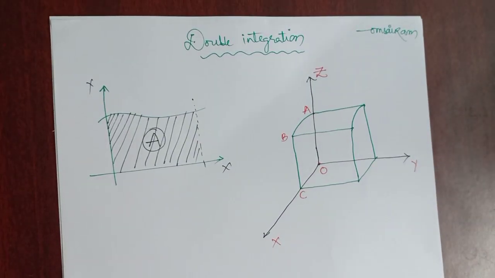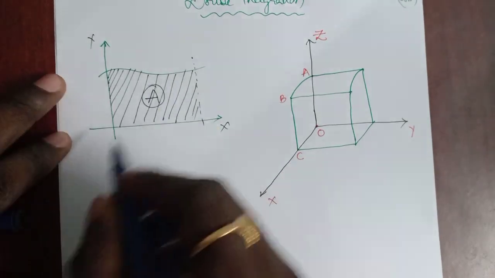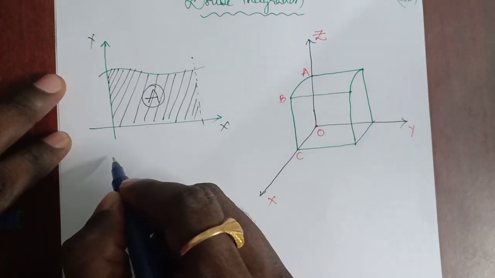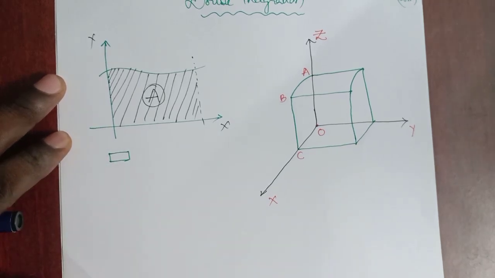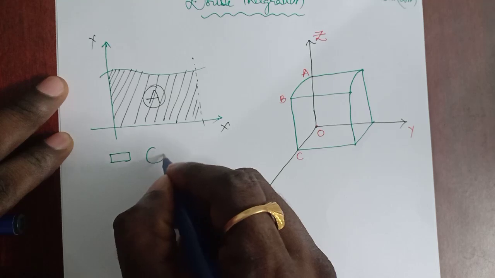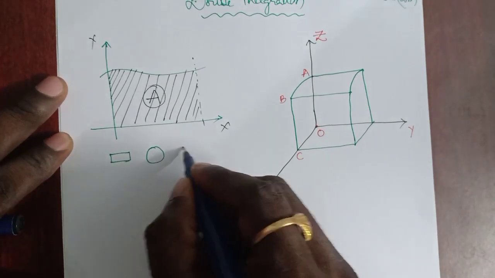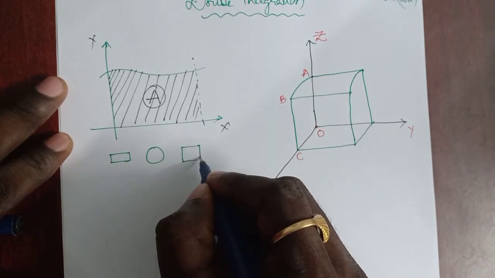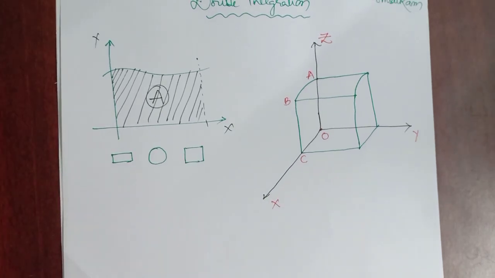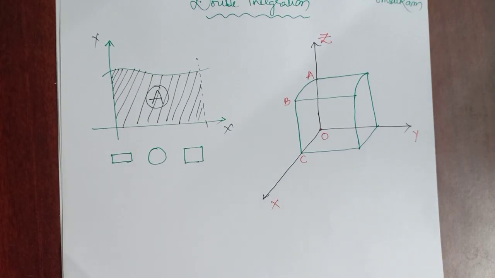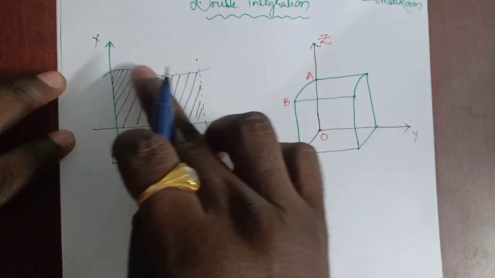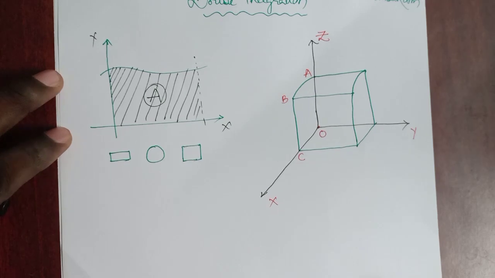Now please observe how to find the area under this curve. We find the area of a rectangle using the formula L into B, a circle using pi r square, a square using side square. All these shapes have formulas, but how do we find the area under the curve? This is a very important question.